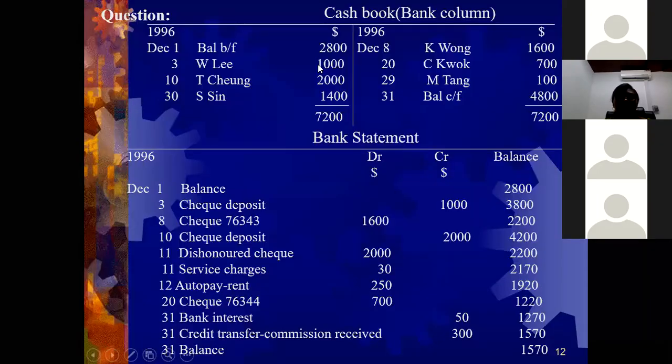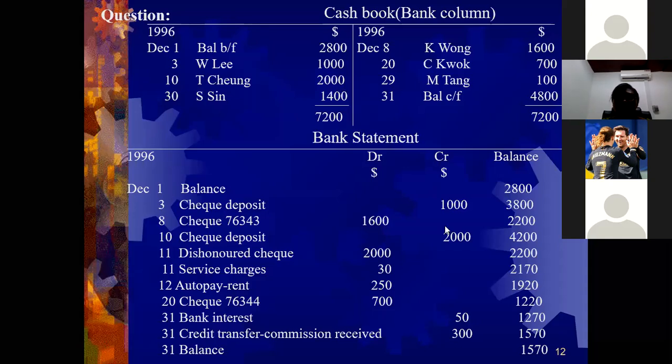So, W. Lee, on the debit side. This is our cash book, and if you look at it on top there, it has the bank column of the cash book. Look at the debit side, W. Lee, 3rd December. Do we have it there? Yes, we have it there. Good, so it's knocked off.